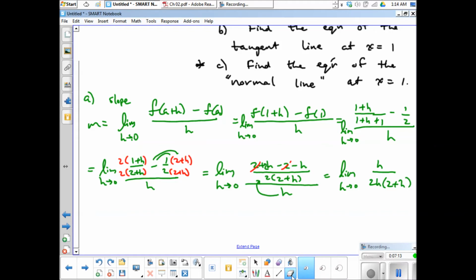Okay, we have seen this again and again together, studying. We keep seeing how this h cancels out. Okay, that gives us m equals the limit as h goes to 0 of 1 over 2 times 2 plus h. Plugging in 0, you get 1/4. Okay, so that's the slope of the tangent line.